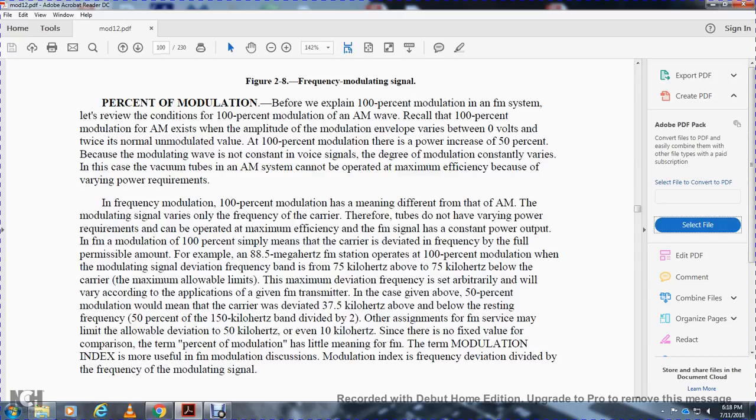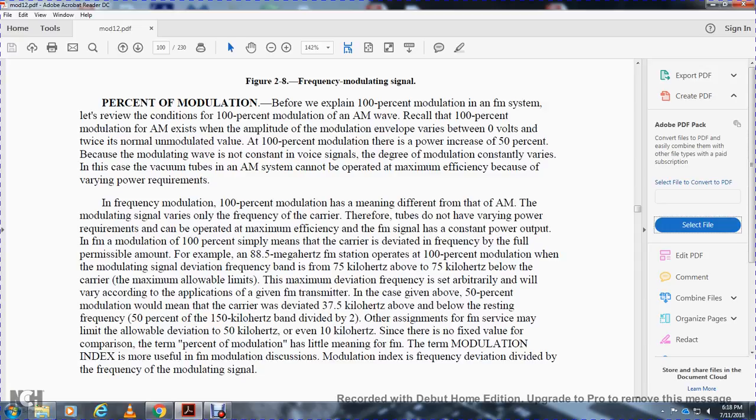Above and below the resting frequency at 50%, with the 150 kilohertz bandwidth divided into other assignments of the FM service. This may be a limited amount of deviation, such as 50 kilohertz or even 10 kilohertz. And if there is no fixed value for comparison, percent of modulation has little meaning for FM. The term modulation index is more useful for FM discussion.